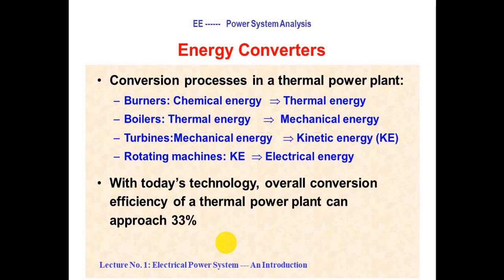With today's technology, the overall conversion efficiency of a thermal plant can approach 33%, because this high level of conversion methodologies normally reduces the efficiency of the system. So these power systems have different efficiencies, and thermal efficiency is very low, now approaching 33% with recent technology. Otherwise it was even lower than this earlier.